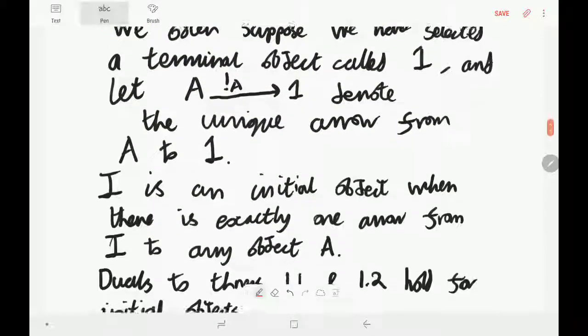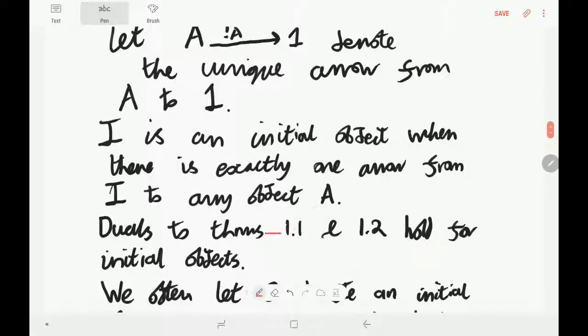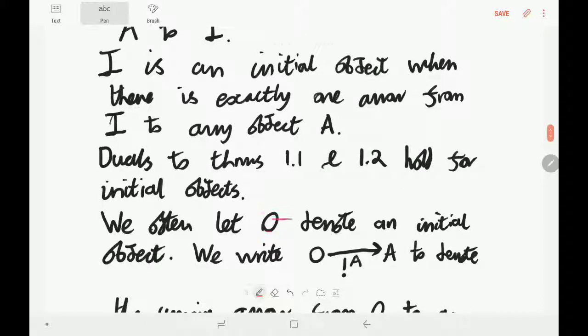Okay, this is a dual idea of an initial object, so I is an initial object when there is exactly one arrow from I to any object A, and there are dual results, theorems 1.1 and 1.2, for initial objects. We usually let 0 denote an initial object. We sort of suppose we've picked one since they're all isomorphic, and we write again exclamation mark A to denote the unique arrow from the initial object to A.